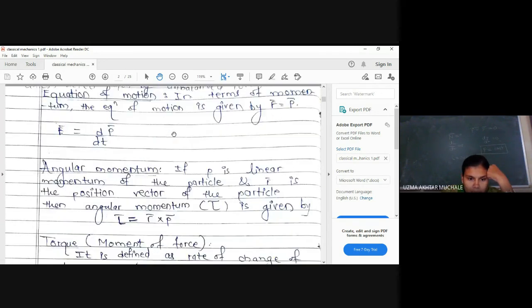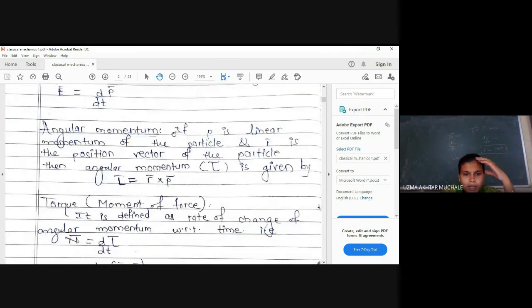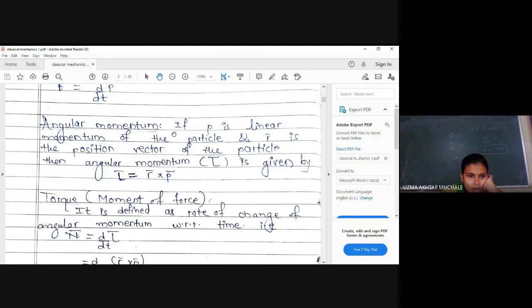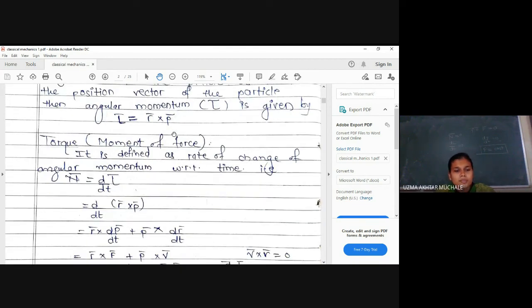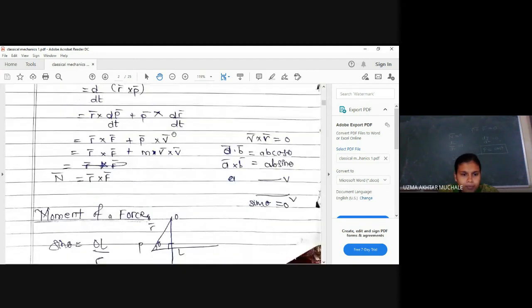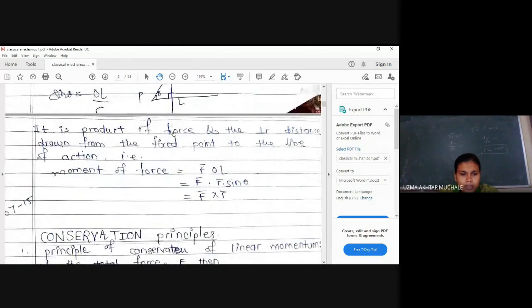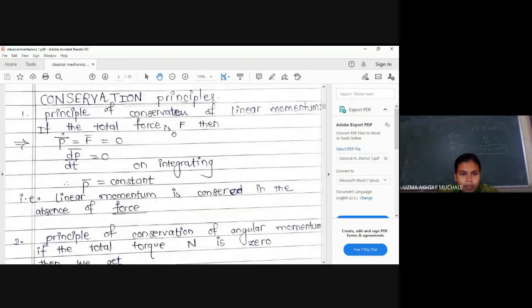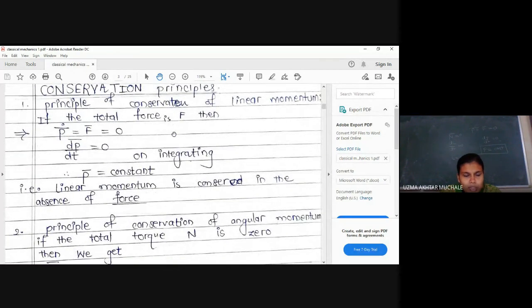Angular momentum is nothing but r cross p. What is r? Position vector, cross product with p, that is the linear momentum. What is torque? It is the rate of change of angular momentum. Okay. So these things we have seen, and the next one that we have seen just now: in the absence of force, P is constant. That is dp by dt is 0.